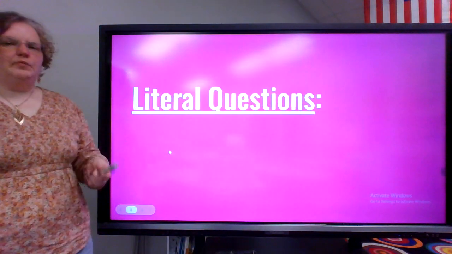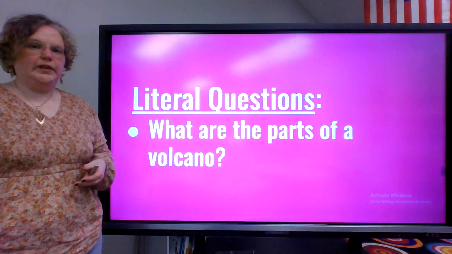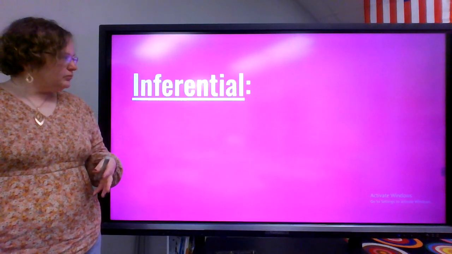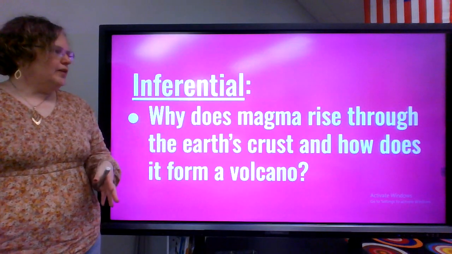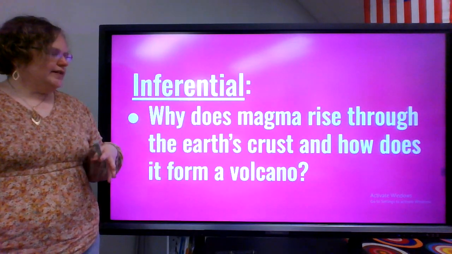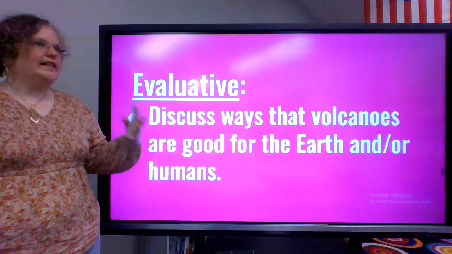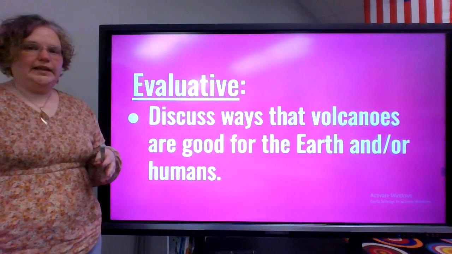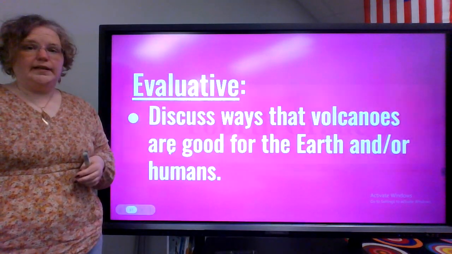Some literal questions that they might answer, for instance, a literal question would be directly from the text, answering very simply, what are the parts of a volcano? Another question might be inferential, where they're answering the question why or how. And in this case, why does magma rise through the Earth's crust, and how does it form a volcano? Evaluative questions would be a discussion question about the text, or they are giving their opinion about the text. For instance, discuss ways that volcanoes are good for the Earth and or humans.